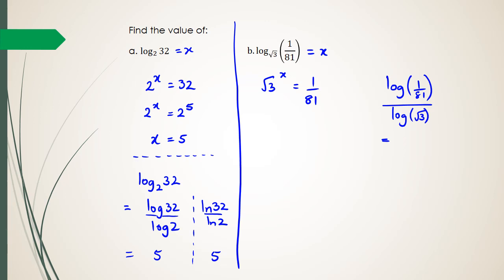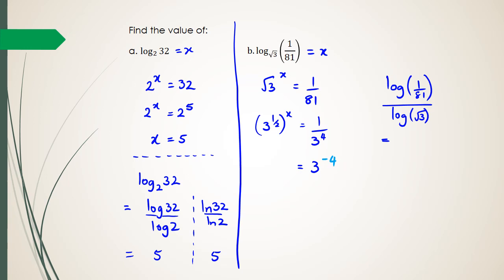So the long way: square root of 3 to the power of x could be written as 3 to the power of half, all to the power of x, and then 81 could be written as 3 to the power of something. 3 squared is 9, 3 cubed is 27, so 81 could be written as 3 to the power of 4. Now because 3 to the power of 4 is in the denominator, we bring it to the numerator and convert the power to 3 to the power of negative 4.